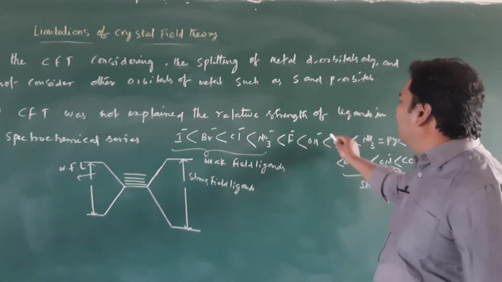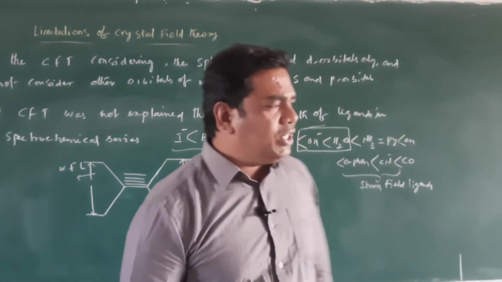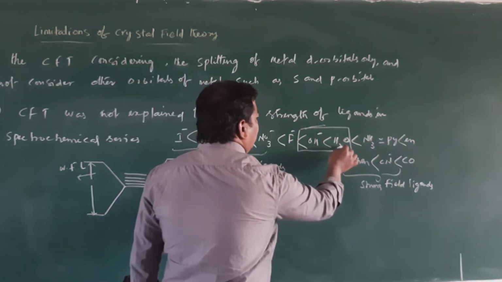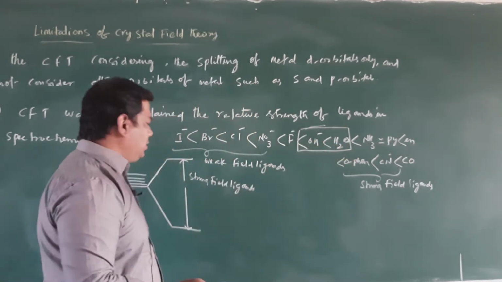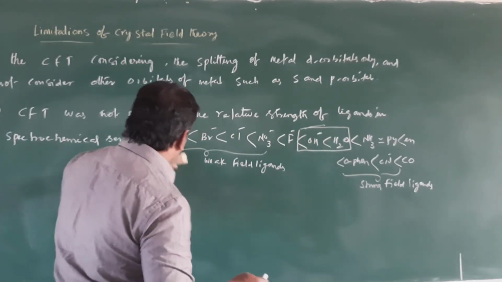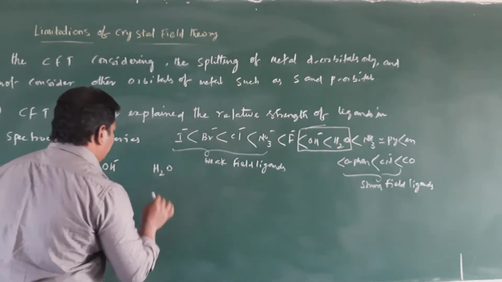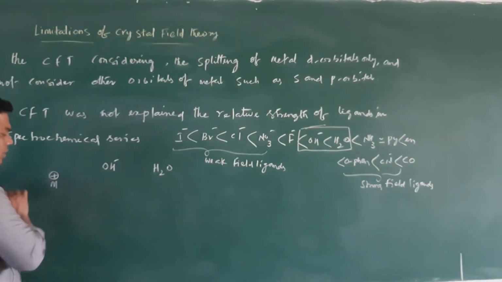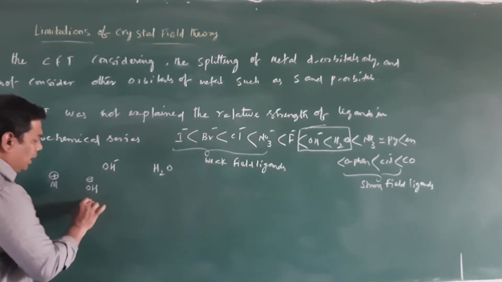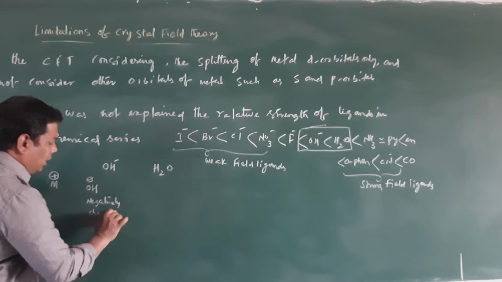Okay, so we will take an example of OH minus and the water molecule. According to the spectrochemical series, the water molecule is stronger than OH minus. Here I will write the comparison between OH minus and the water molecule. This is the metal atom, surrounded by OH minus. It is a negatively charged ligand.